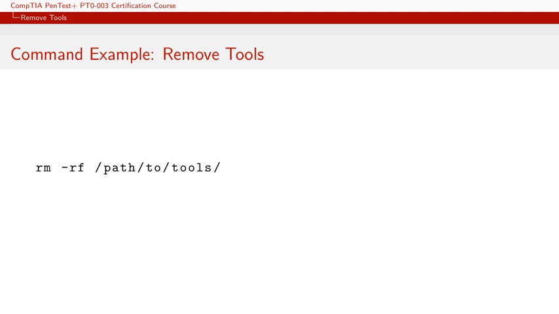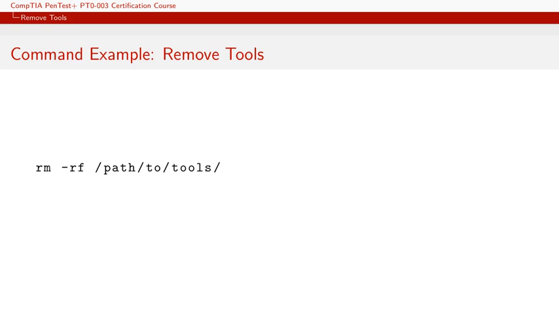In this section, we'll look at a practical example of how to remove penetration testing tools from your environment. It's crucial to ensure that all tools and scripts used during testing are deleted to prevent any unauthorized access or misuse after the testing is complete. Here's a command example to remove tools. rm -rf /path/to/tools/.